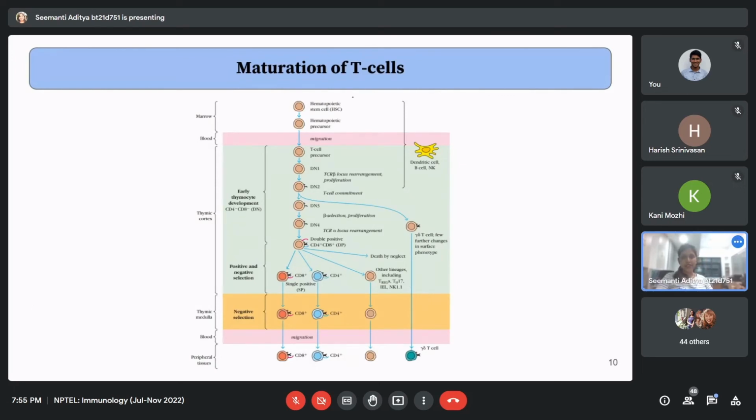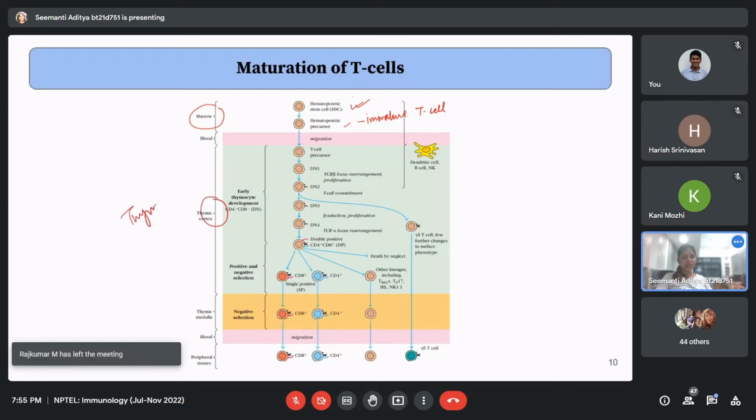So T cells are generated in the bone marrow. Both T cells and B cells are generated in the bone marrow. Last class we discussed that hematopoietic stem cells present in the bone marrow generate all types of cells, including our immune cells. So the hematopoietic precursor will release immature T cells. Immature T cells will then migrate to the thymus, where they will mature. This is the thymus, this is the bone marrow, and this is the blood.